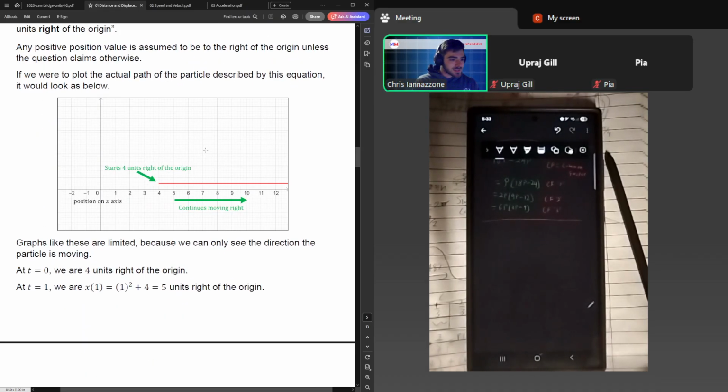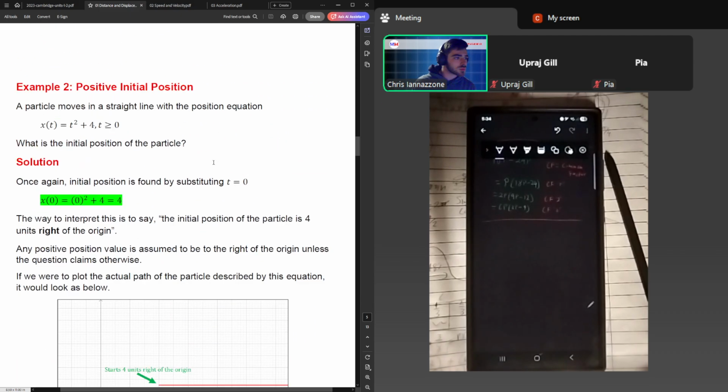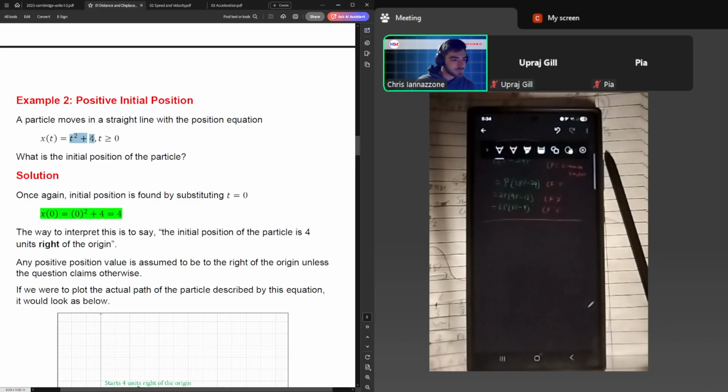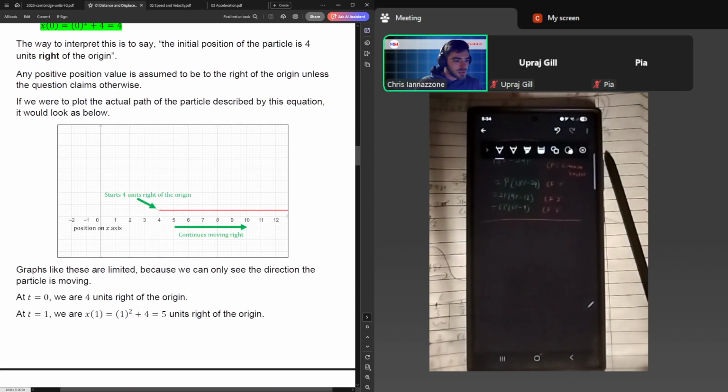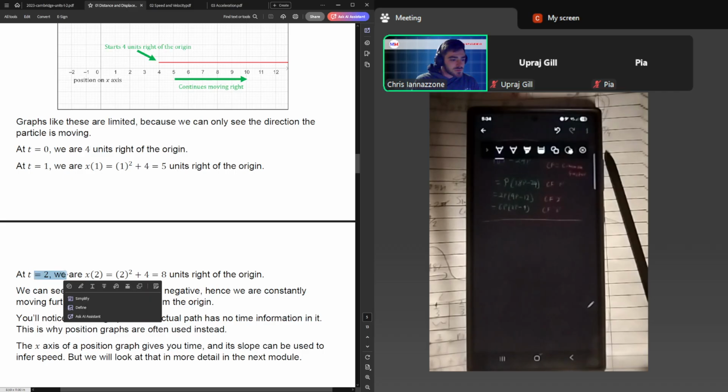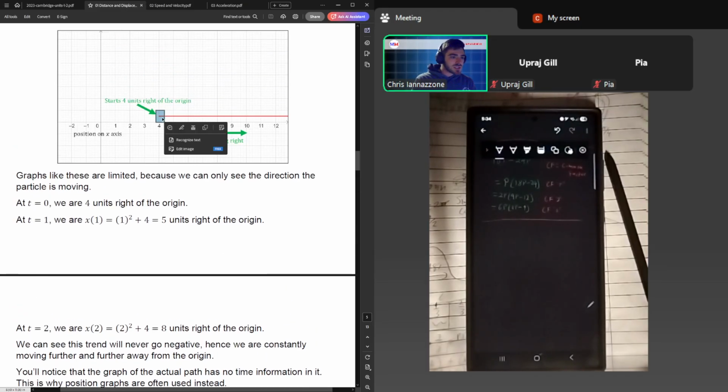Fundamentally, if you look at the actual path of the particle that will be traveling, it starts at some fixed position 4 units away from the origin, and it will continue moving right. That's because you've got a quadratic, so as t gets larger, so too does position. It'll continue moving right, and you can see that just by plugging in a few different t values. You'll see that your values get larger. And so the way that you would describe this would be to say, particle starts at 4 units right of the origin and continues.